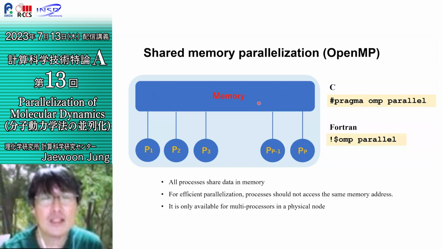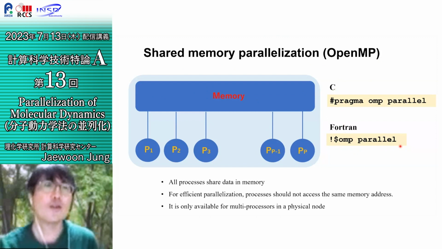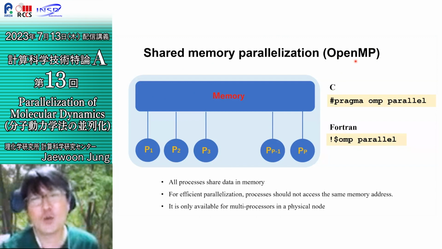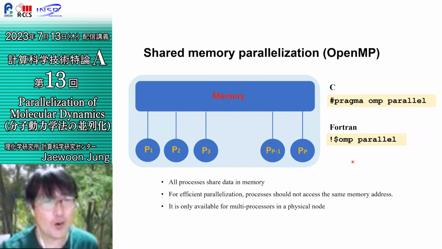One of the main representatives of this shared memory parallelization is OpenMP. If you use C, you can use pragma omp parallel. If you use Fortran, you can write OMP parallel. The good thing is that many people are developing code using OpenMP because it's easy. By adding this kind of directive to the source code, you can easily parallelize the code and easily accelerate the overall speed.